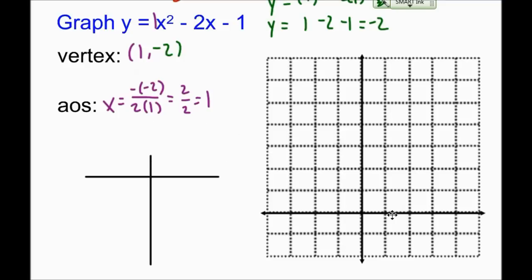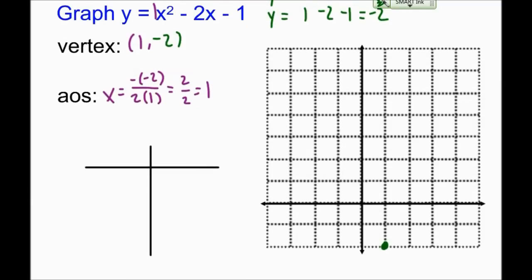So I'm going to go ahead and plot my vertex. So that's 1, negative 2. Then I'm going to sketch my axis of symmetry. And generally when you sketch these, you want to make them dotted lines. And it's a vertical line that goes through the vertex. And if you didn't see the last video, this cuts the parabola into 2 pieces, so that way when I fold it over, each side of the parabola lays on top of itself. That's what it means to be symmetrical.